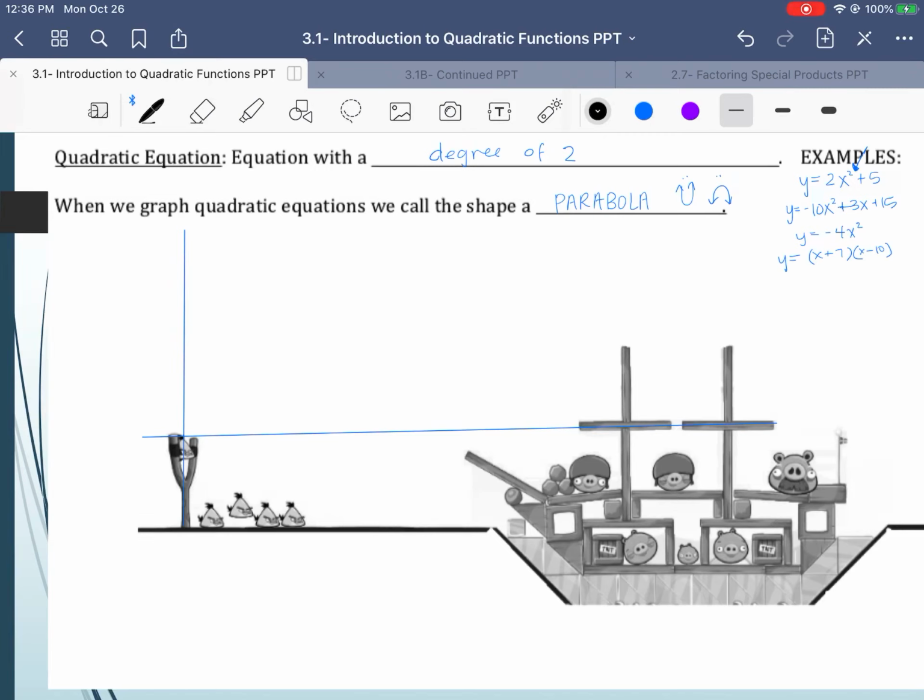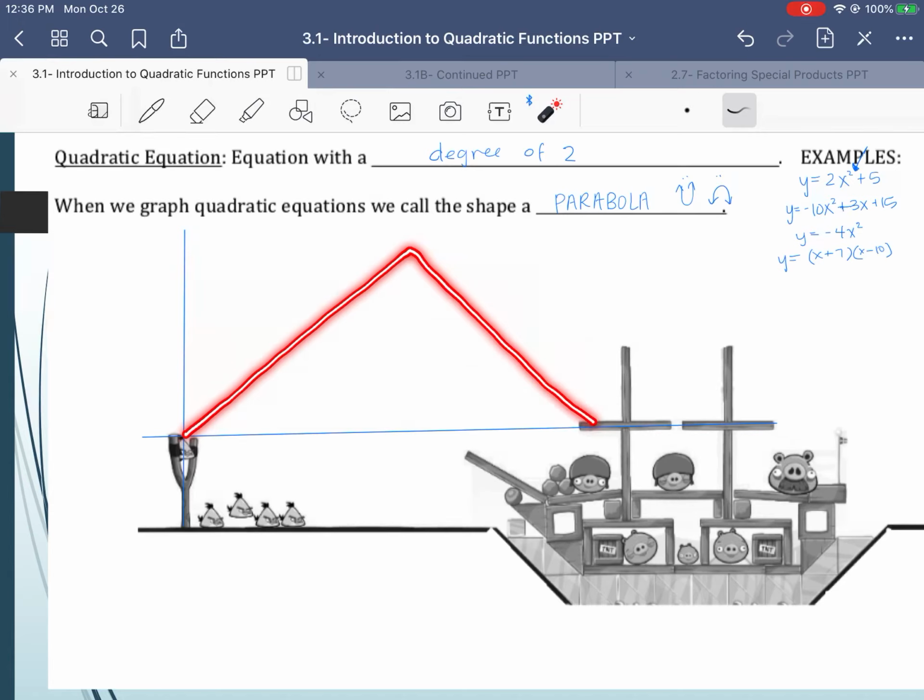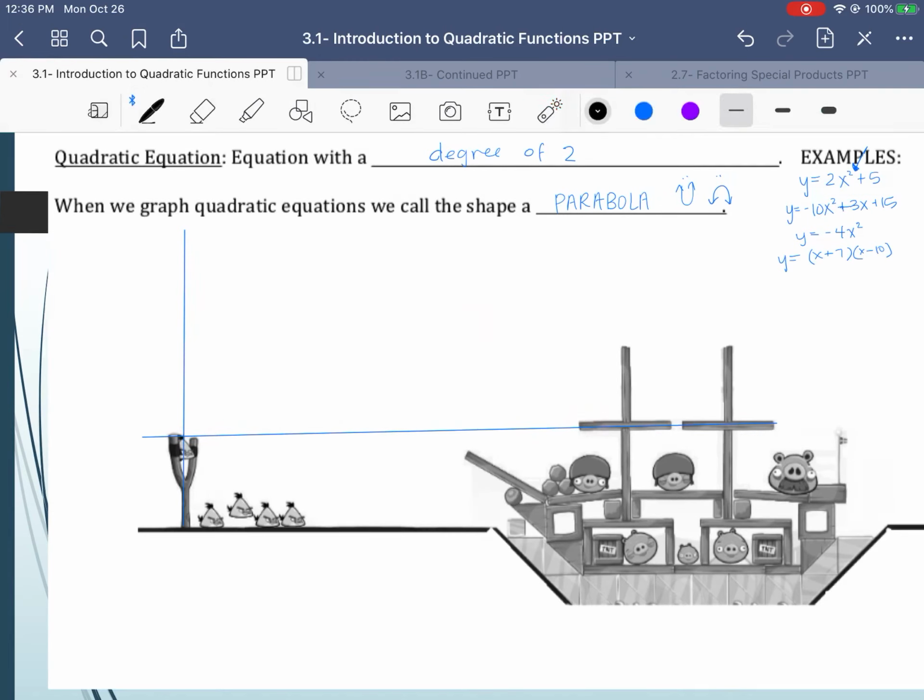So in this case, if I launch this bird in an absolute value or V direction, it would have to hit something that would ricochet or reflect it to make it come back down, right? In reality, I would launch this and it would make more of a parabolic shape, so more of an arch, and then it would come back down.